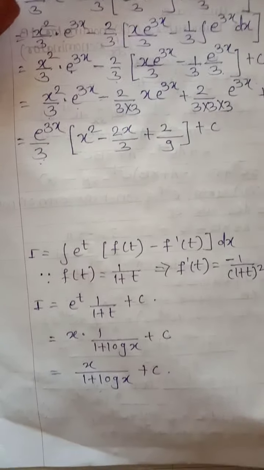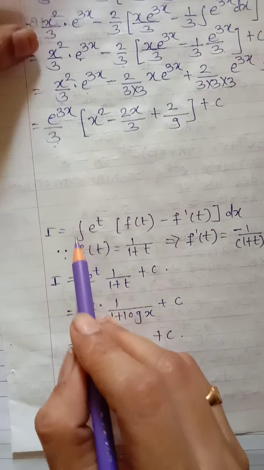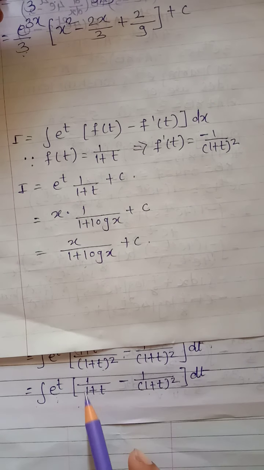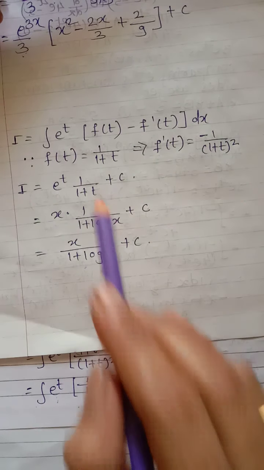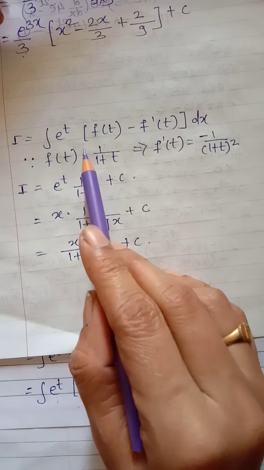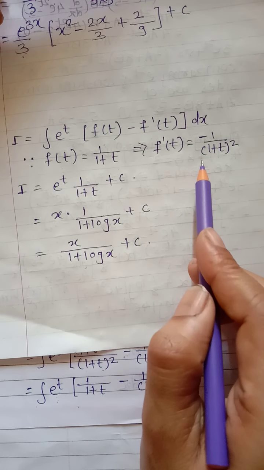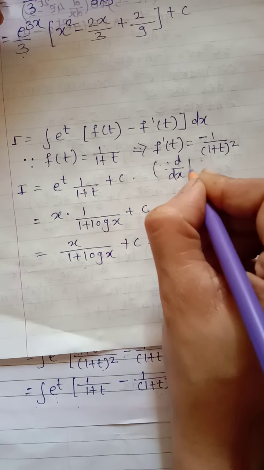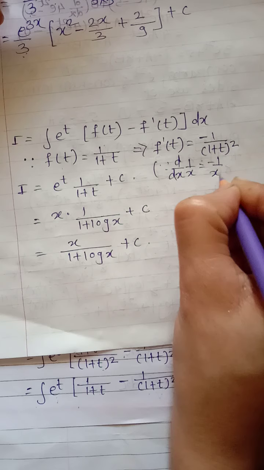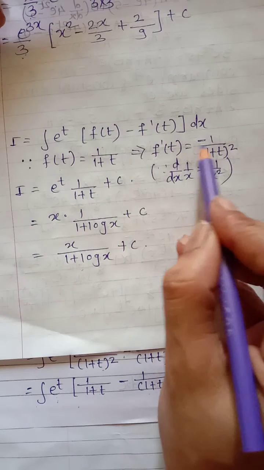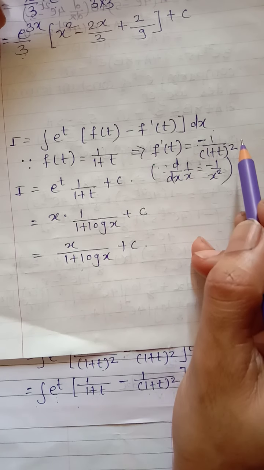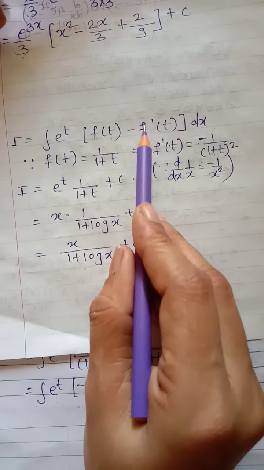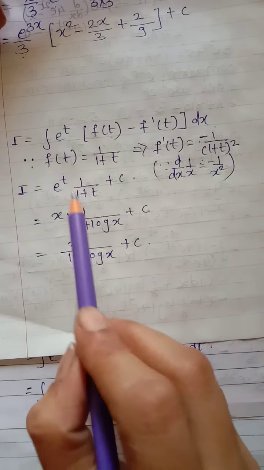Okay, now your next step is what? Your I becomes integration of e raised to t into f of t. If I put f of t equal to 1 upon 1 plus t, its derivative f dash t is equal to minus 1 upon 1 plus t square. Which formula do we apply here? Since d by dx of 1 upon x is equal to minus 1 upon x square, using this formula we write minus 1 upon 1 plus t square. Okay, so I write here integration of e raised to t into bracket f of t plus f dash t into dt.